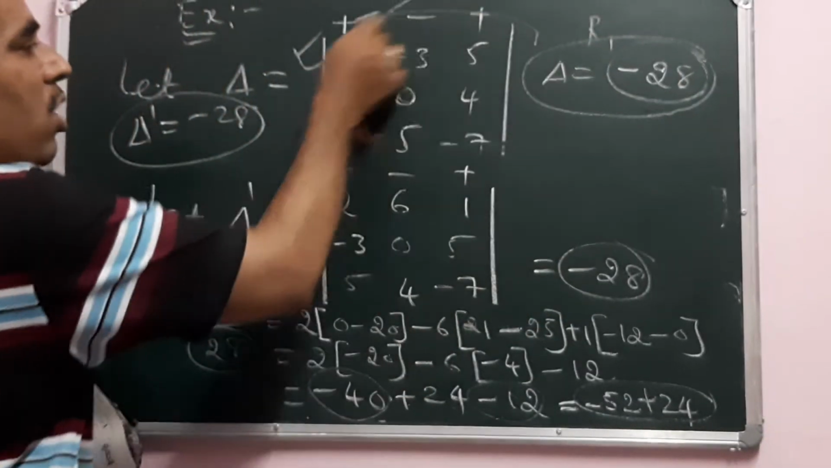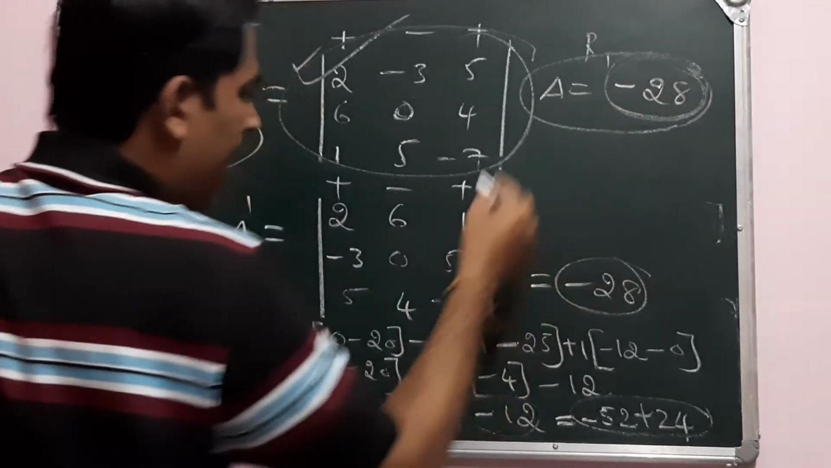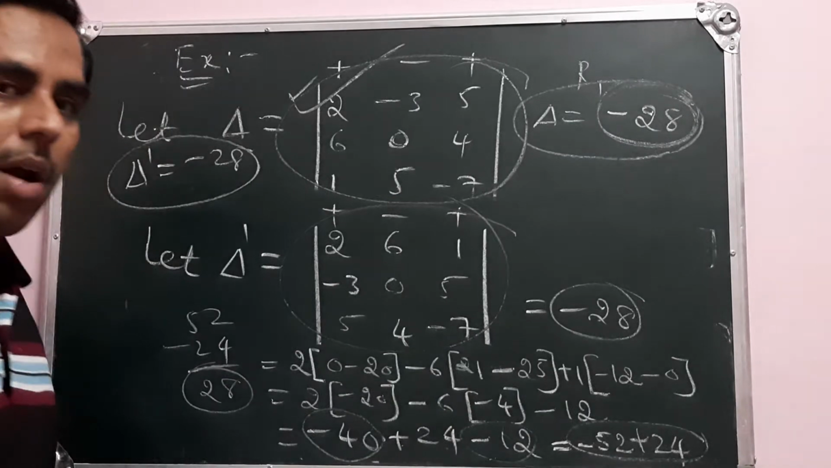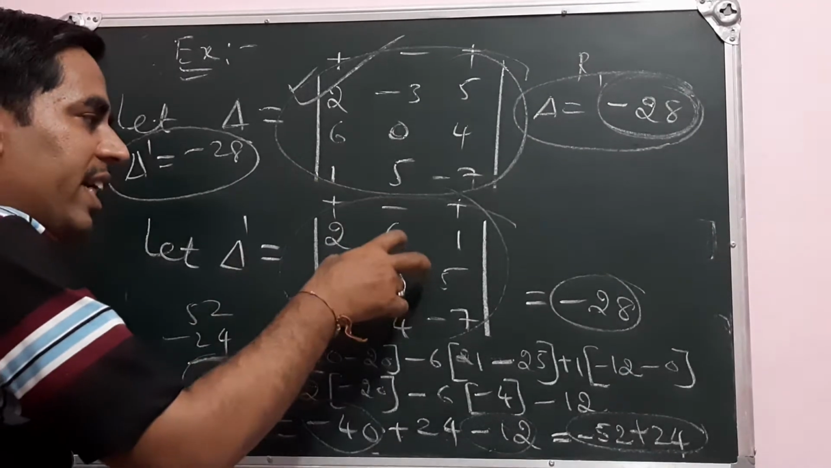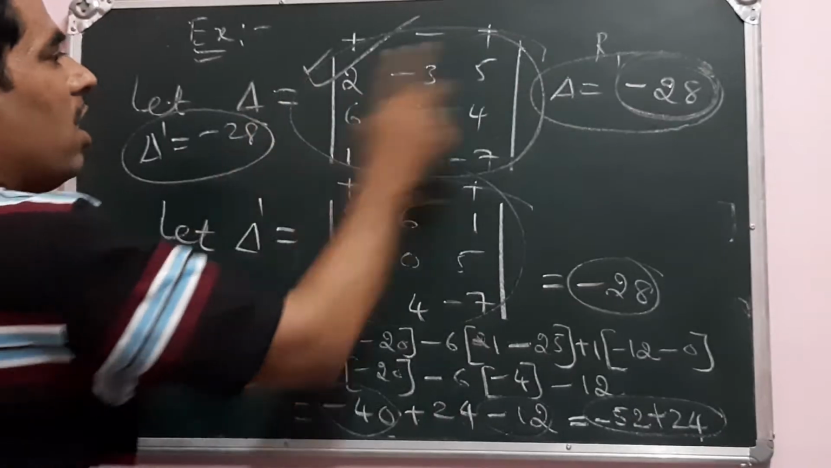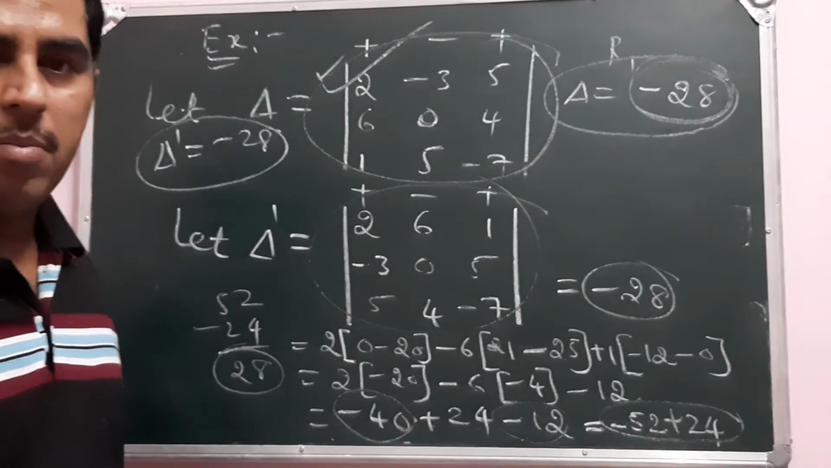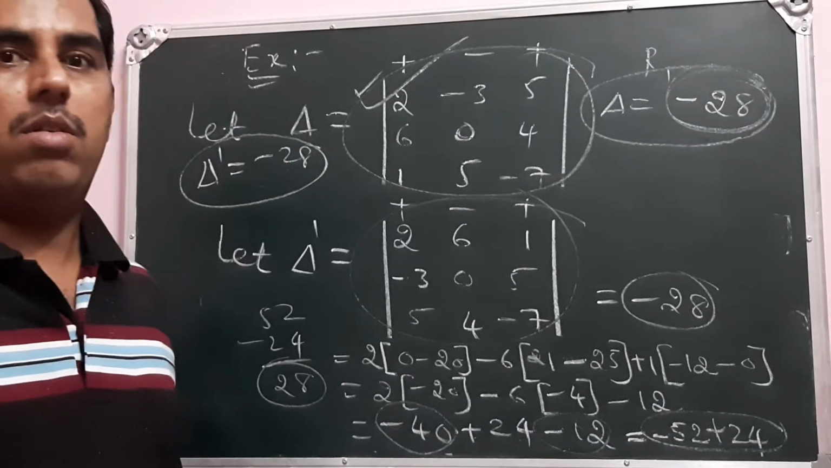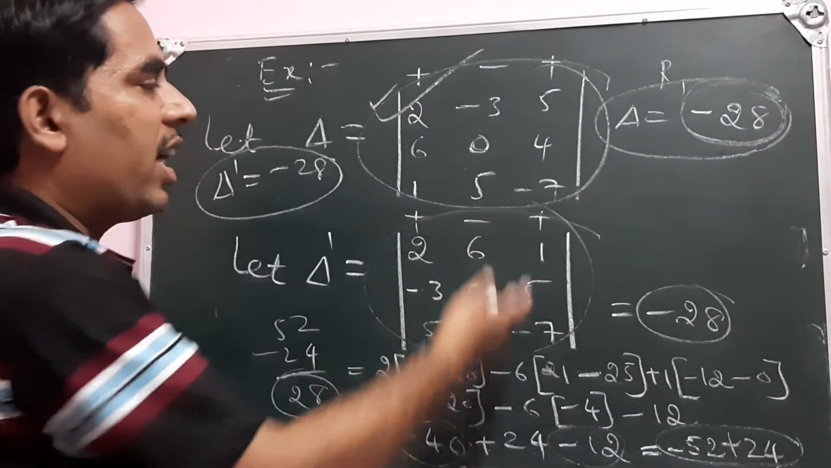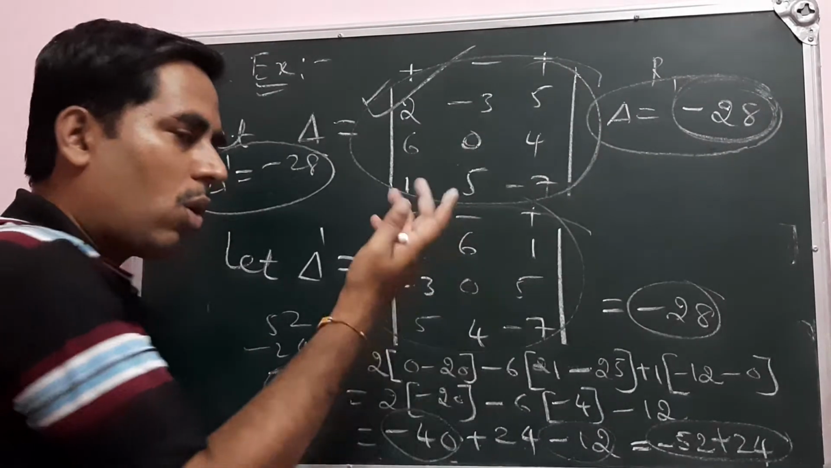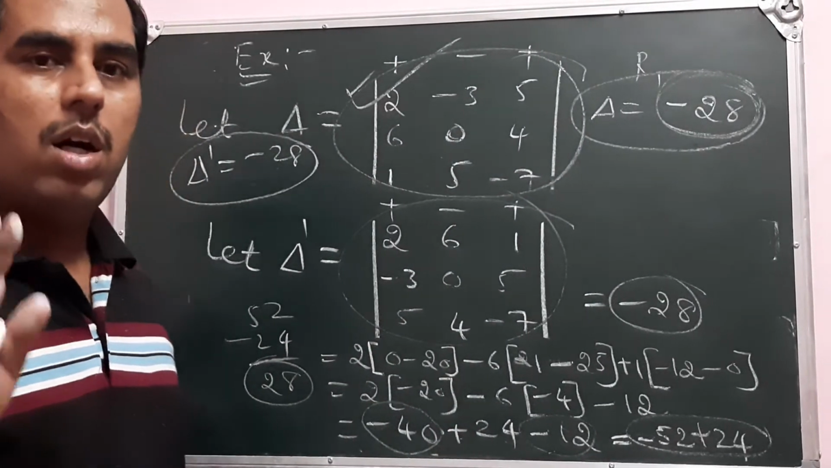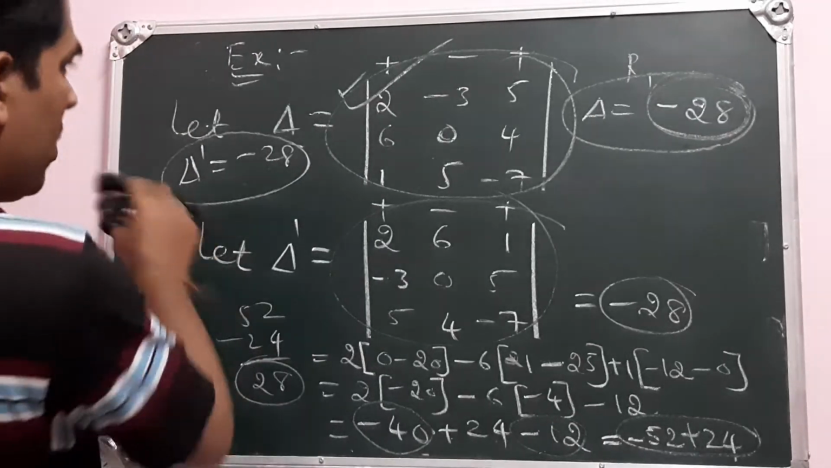The value of the original determinant delta is minus 28, and the value after interchanging the rows and columns is also minus 28. So the property says that even if we interchange the rows and columns of a determinant, the value of the determinant will not change. It will remain the same. That is our first property. You can take your own examples. It is not a rule that you have to take this example only. Take any 3 by 3 determinant, interchange the rows and columns, and compare both values. Both values will be the same. Okay, this is the first property.